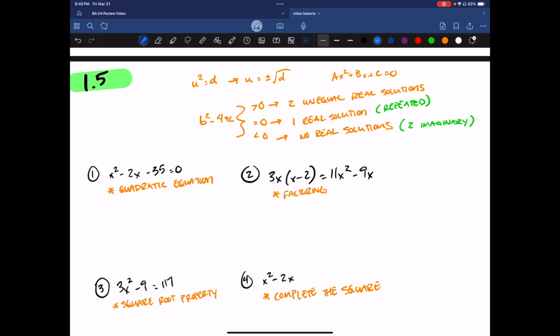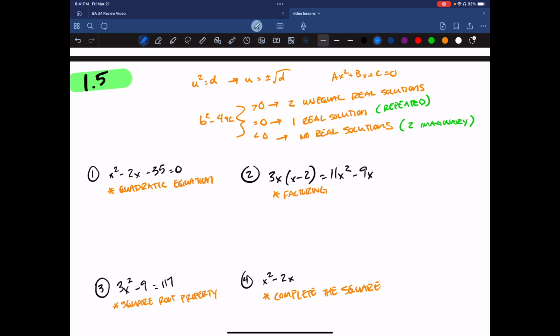At the top here, it says u squared equals d. If u squared equals d, then u equals plus or minus the square root of d. That just means if you square something in a problem, nothing happens. But if you take the square root instead, like you introduce to get rid of a square or something like that, then you have to account for both the positive and negative versions of that number.